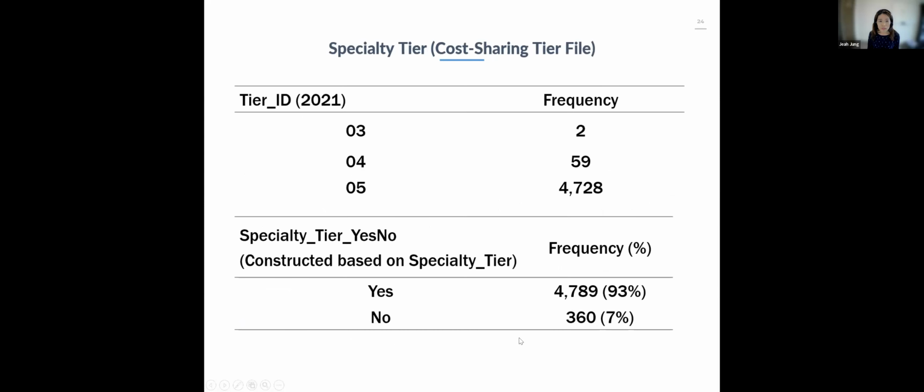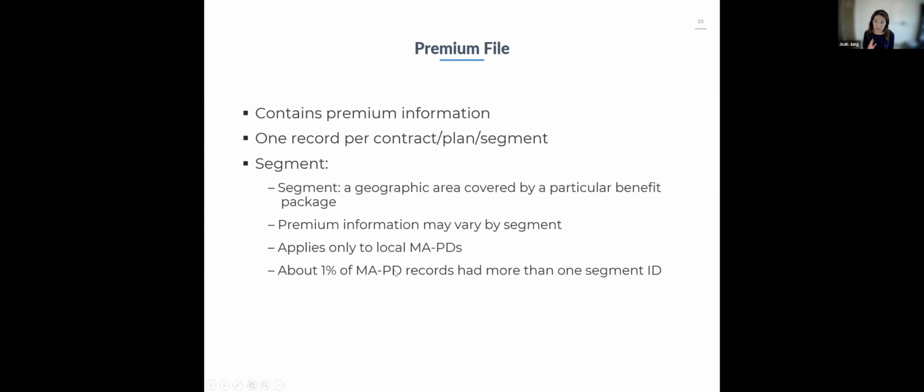Now, you can see how many plans are using a specialty tier. When the specialty tier ID is missing, that means they don't have a specialty tier, but only 7% of Part D plans don't have a specialty tier, more than 90% have, and it has increased a lot over time. But since Sovaldi, it just dramatically increased up to 80 or 90%. Okay, so that's about the cost sharing tier file.